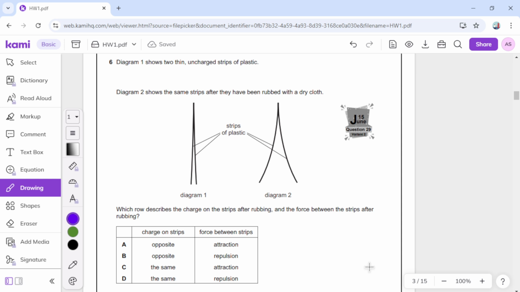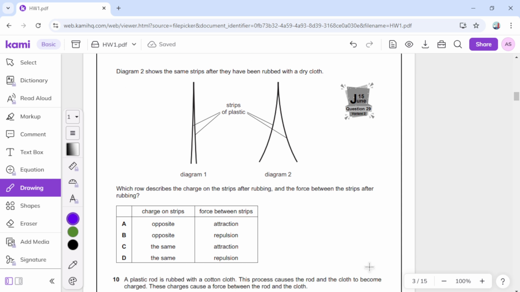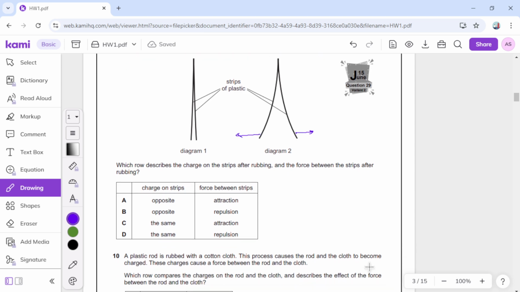Diagram 1 shows two thin uncharged strips of plastic. And diagram 2 shows the same strips after they have been wrapped with a dry cloth. As you see, we have a repulsion force. What does it mean? It means the two strips have the same type of charge. Which row describes the change? Change on strips after rubbing, and what's the force between the strips? Of course, the force is repulsion. So I have to cancel this one and this one. Because they have the same charge, they will repel. Same charge will repel.